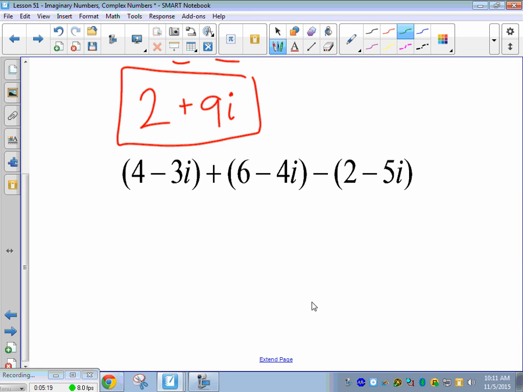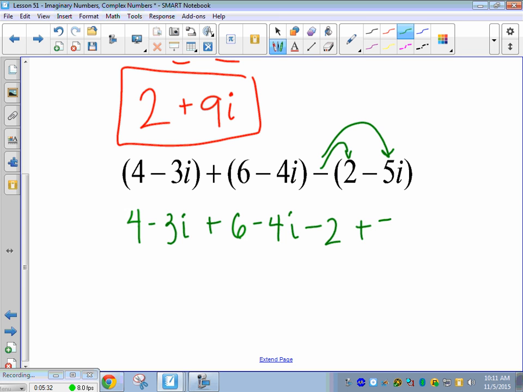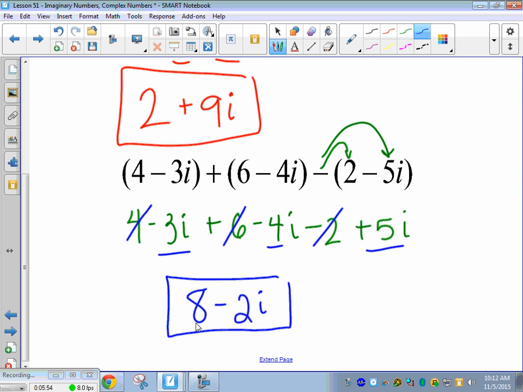All right, just like we normally do, we combine like terms. So I have 4 minus 3i. If I'm distributing a plus sign here, then it just stays the same. But right here, we have to distribute the negative sign. So this is minus 2 and plus 5i. So combine all the real pieces first. So I have 4 plus 6 is 10, and 10 minus 2 is 8. Okay, then combine the imaginary pieces. So this is negative 7i plus 5i is negative 2i. So again, the real part first and the imaginary part second.